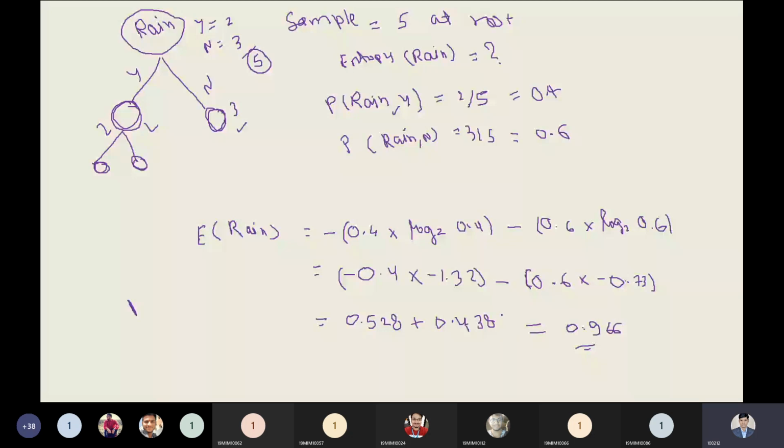It means we need to split. Now that point is clear. If we are getting entropy, it means there is some impurity.